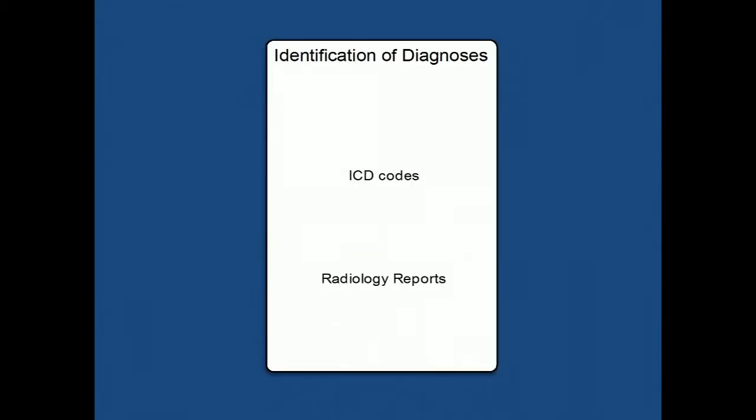So for the identification of diagnoses, we tended to focus on diagnoses that we could confirm, that have a really good gold standard associated with them. So we used a combination of both ICD codes and radiology reports, mostly CT and MRI, for these three particular diagnoses.